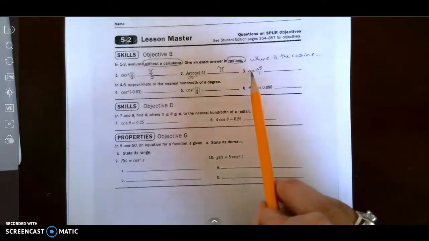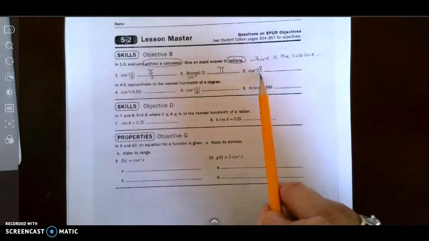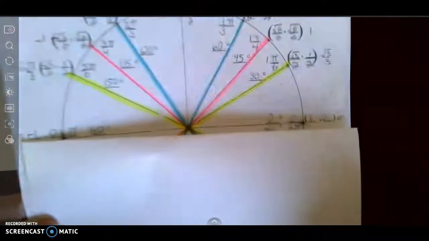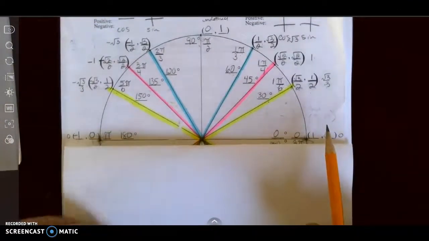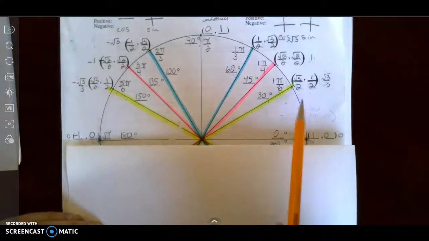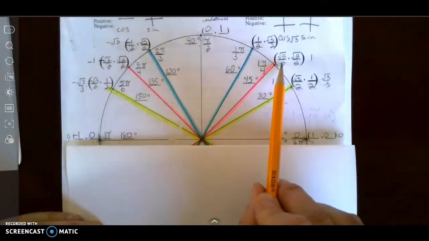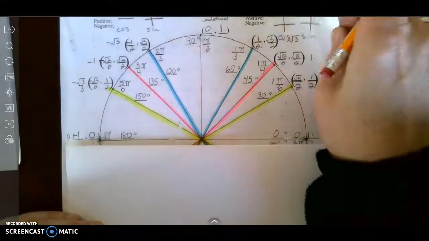Next question, where is the cosine square root of 2 over 2? Again, I'm only looking at the top half of the circle. I want the x-coordinate to be square root of 2 over 2, right there at pi over 4.